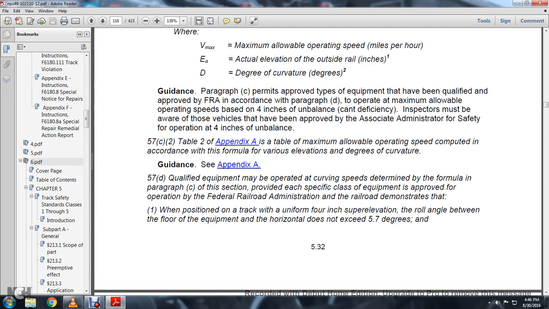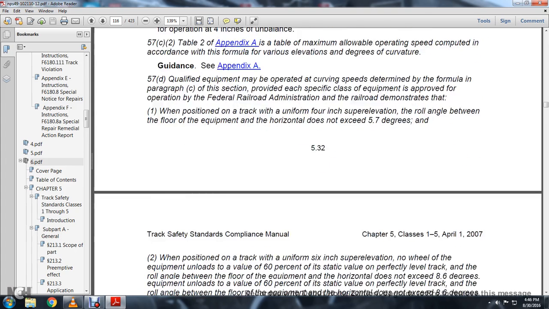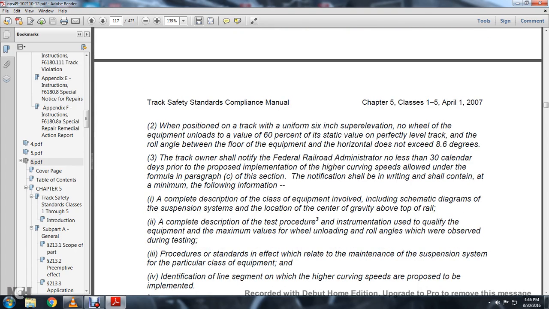elevation, the rolling angle between the floor of the equipment and the horizontal does not exceed 5.7 degrees. 2. When the position of the track has uniform 6-inch over elevation, no wheel of the equipment unloaded with the value of 60% of the static value of the perfect level track. The rolling angle between the floor of the equipment and horizontal does not exceed 8.6 degrees. 3. The track owner shall notify the Federal Railroad Administration not less than 30 calendar days prior to the proper implementation of the high curve speeding allowed under the formula of paragraph C of the section.